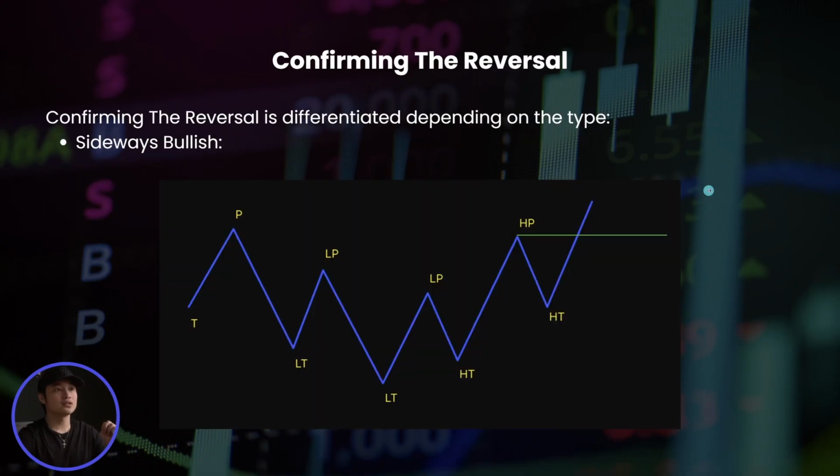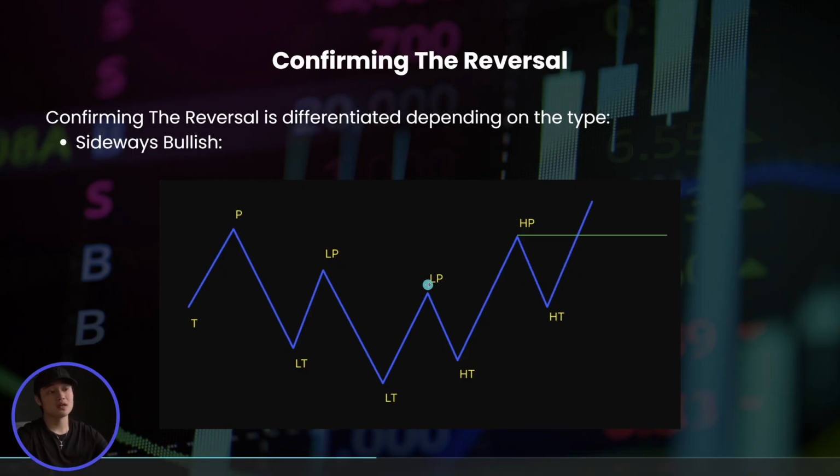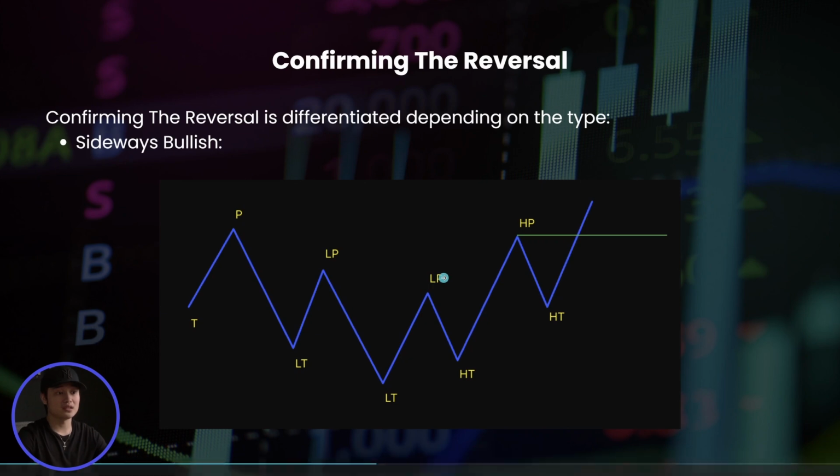Okay guys, let's go to the next part, confirming the reversal. Okay, first is the sideways bullish. For the sideways bullish, the price makes a lower trough, lower peak. This is one lower trough, lower peak, lower trough, lower peak. But instead of creating another lower trough, the price failed to make a lower trough and already makes a higher trough. This is our first signal that the trend reversal might happen.